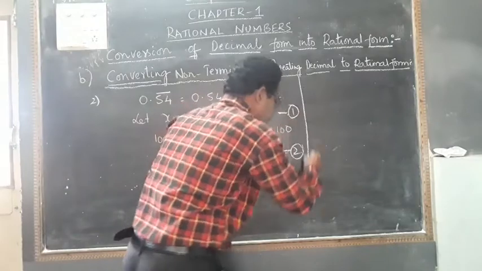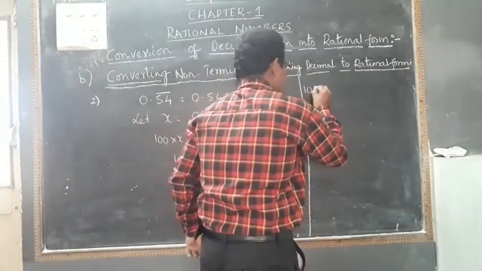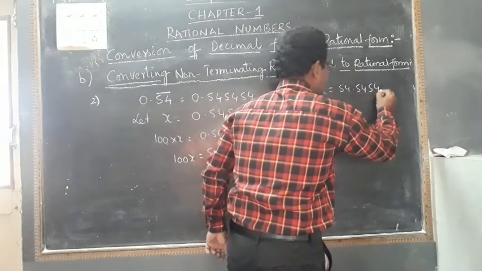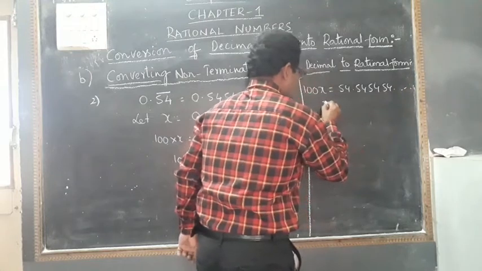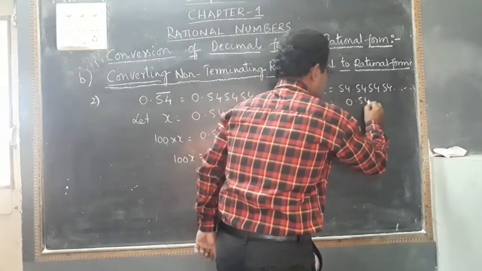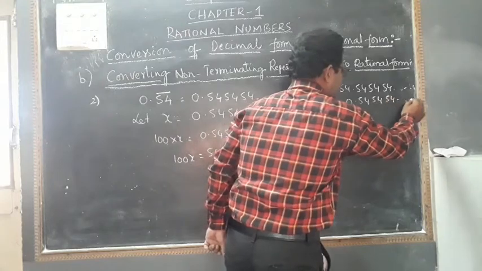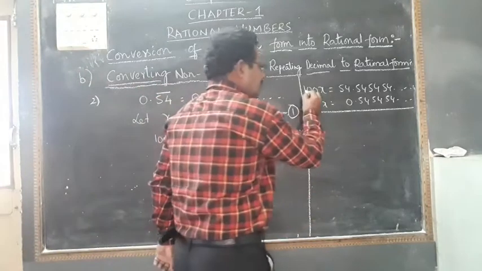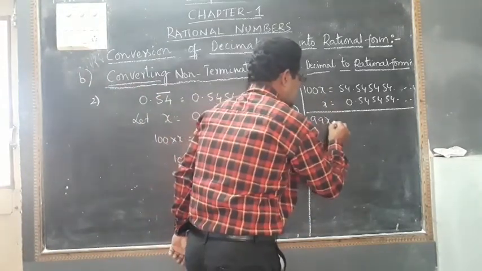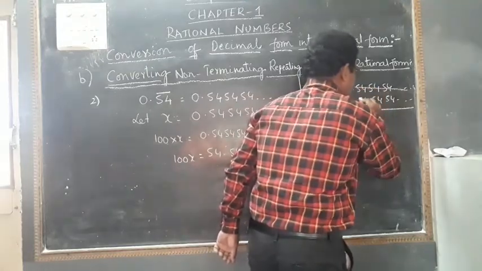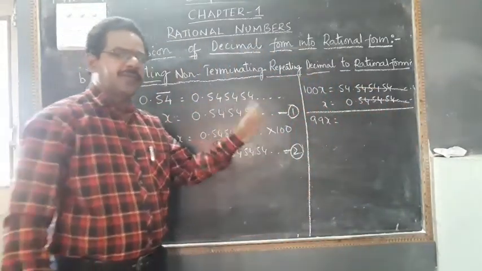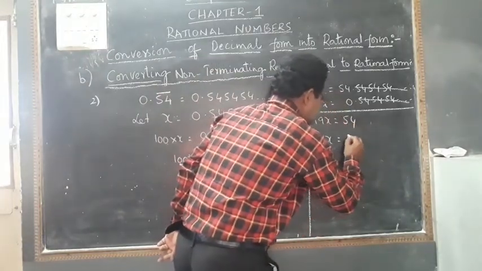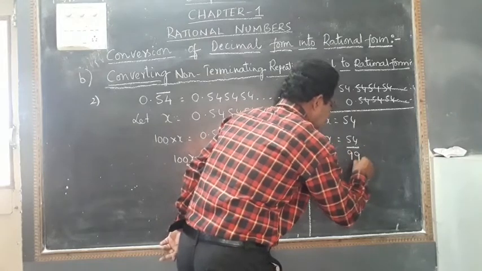So 1 and 2, how to subtract? 100x, the bigger one, is 54.545454 up to so on. x is equal to 0.545454 up to so on. So second equation minus first equation. 100x minus x is equal to 99x. After the decimal all will be equal, the 54s will be cancelled. 54 minus 0 is equal to 54. So now x is equal to 54 divided by 99.